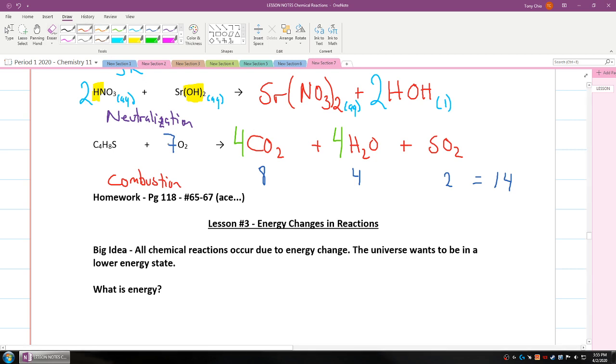Now, what should you do to write the states? Well, because this is not aqueous, it's not an ionic compound, it's kind of difficult because you don't know if it's going to be a solid, liquid, or gas. It's okay if you put either. I will put this as a liquid. But oxygen gas must be a gas. Just like carbon dioxide must be a gas, water must be a liquid, and sulfur dioxide is actually a gas.